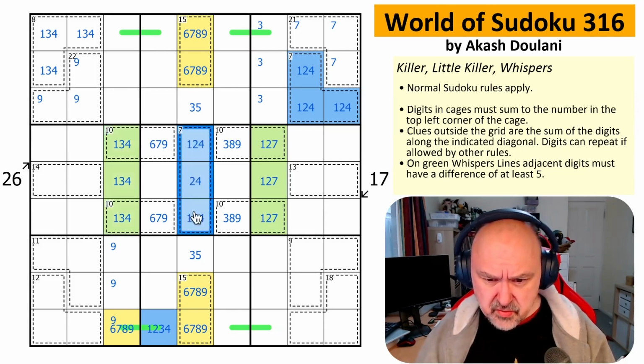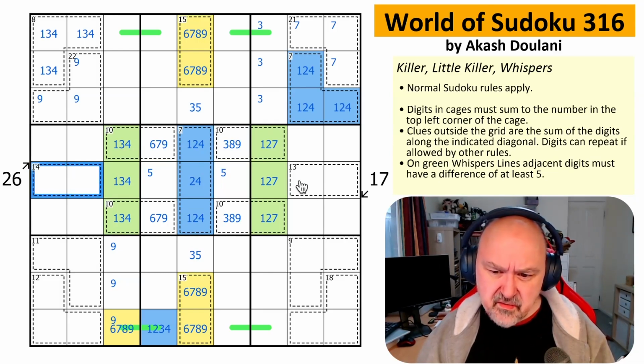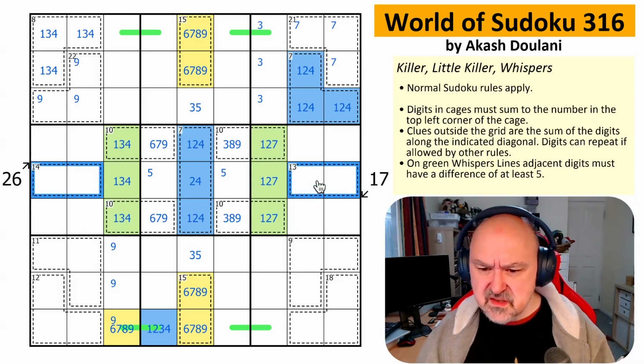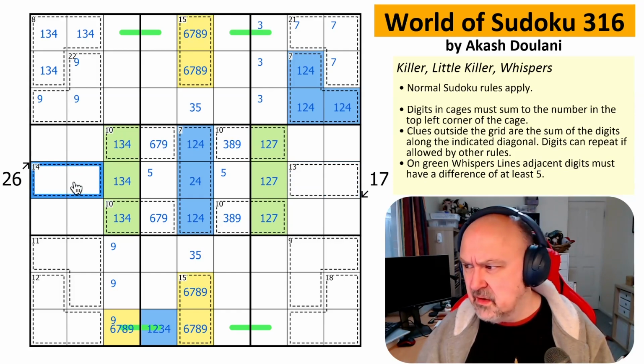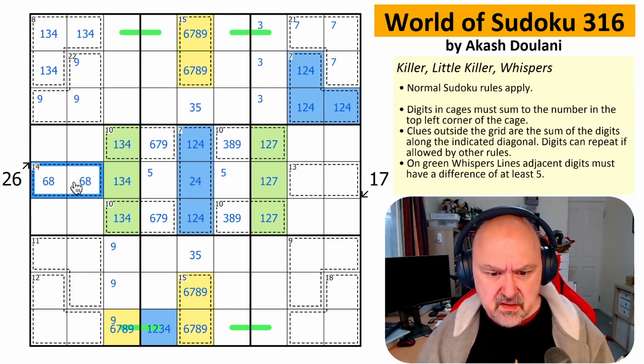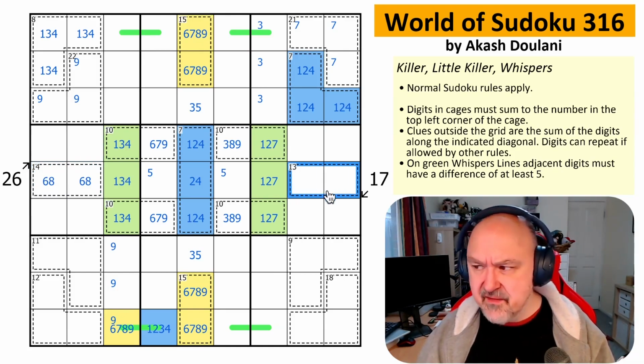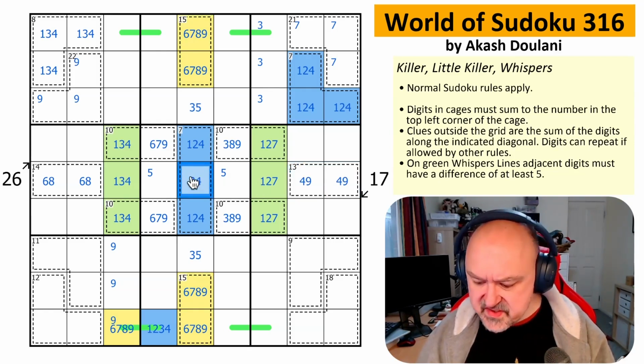So 1, 2, 3, 4, 5 is in one of those two. 6, 7, 8, 9. I've got 5 in one of those, which means I can't use 5 in these. So this is 4, 9, or 6, 7. Now I could never have used... Oh, no, I could have used 5 over here. So this is 6, 8. So this now can't have 5 or 6 in it, because 5 and 6 are taken. So this is 4, 9, and this is the 2.